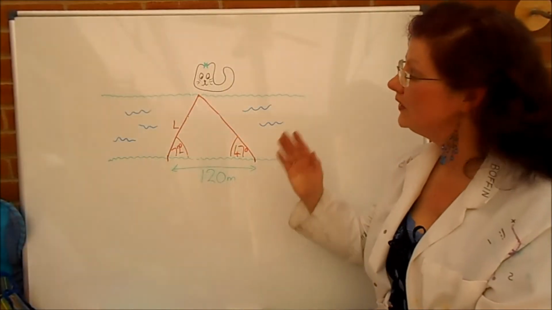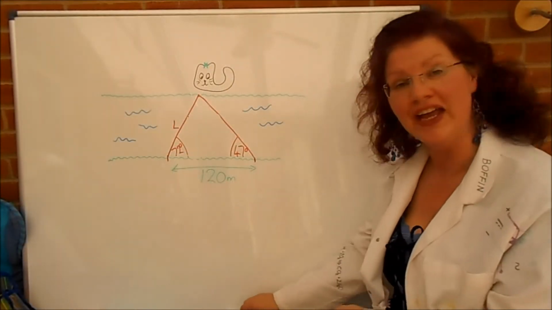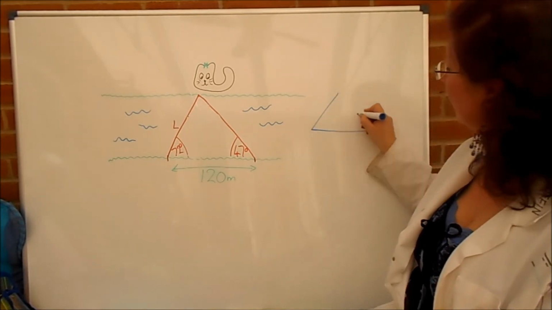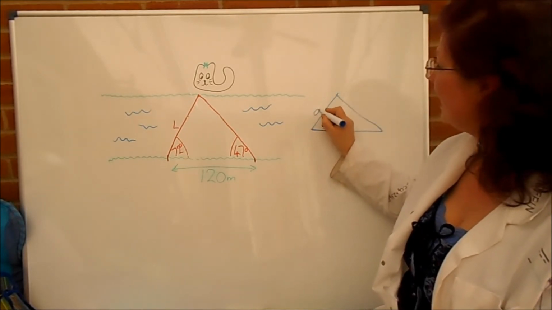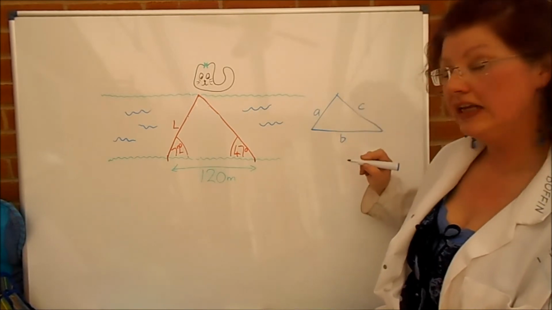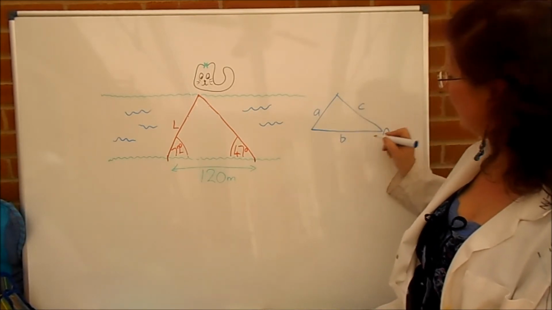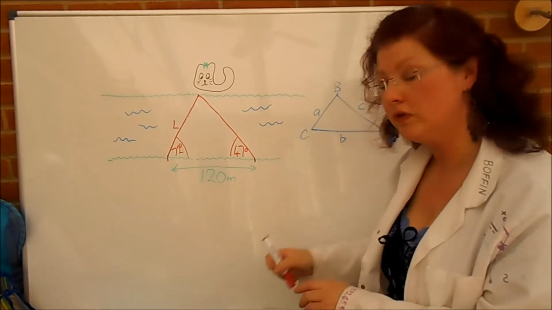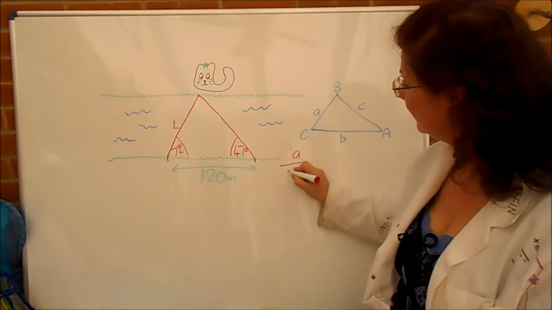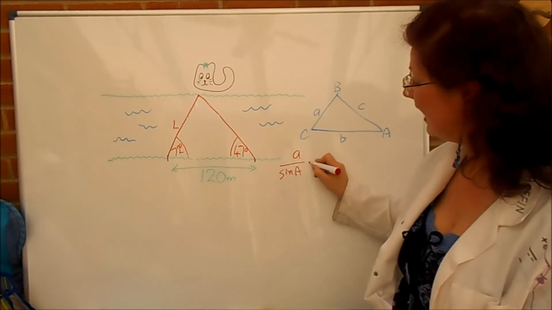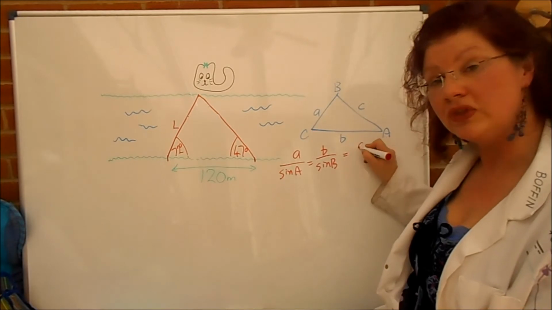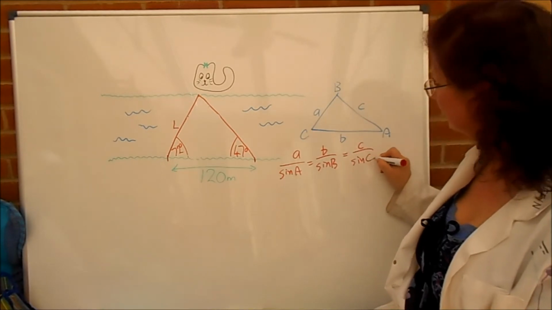Right, there are several ways of doing this. I'm actually going to do it using the sine rule. Now the sine rule, I hope you remember, applies to any triangle, and it says that if the sides are A, B and C, the corners being the opposite are A, B and C, then the sine rule tells us that A over sine A is equal to B over sine B, which is equal to C over sine C.